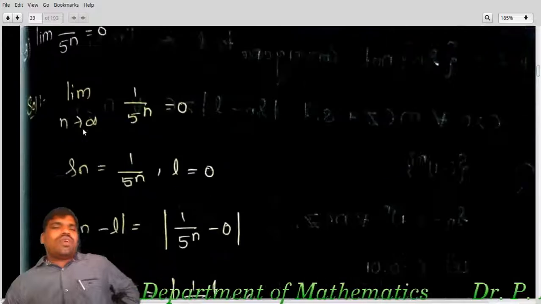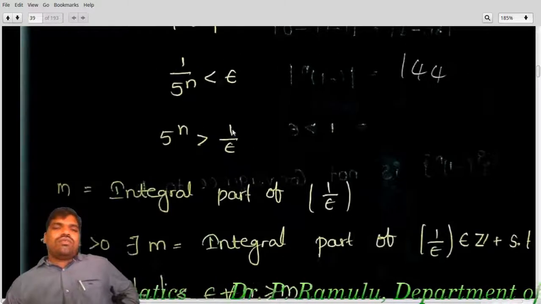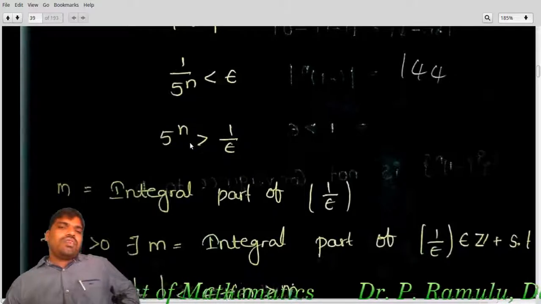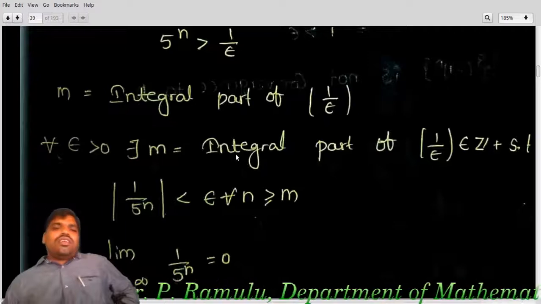The same can be taken for 5 power n also. The same work you can do here. Because 1 by n is greater than the term, using that criteria you can prove this also.